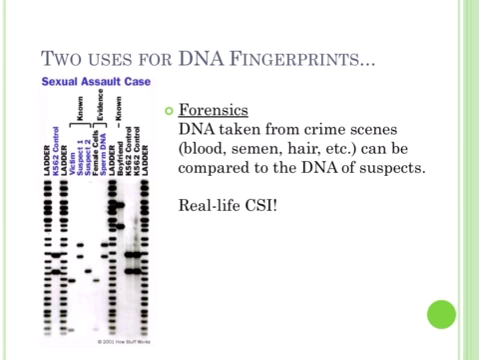In our known section, we have the victim in the first column, and then we have suspect 1 and suspect 2. And then we take from the evidence the female cells and the sperm DNA. Note that they've also included the boyfriend because they want to make sure they eliminate that as a possibility.